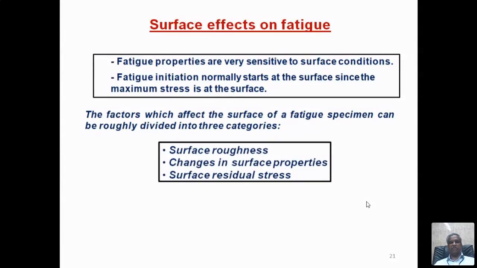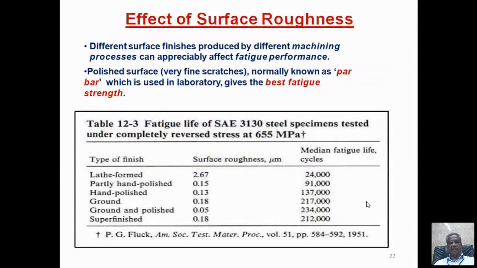So surface roughness is one problem. Surface properties is a problem. Surface residual stress is another factor that will affect these things. We'll see one by one. Surface roughness, you see that. This table gives different finishing processes: lathe machine, polished, ground, super finished. The surface roughness value will vary from 2.67 to 0.05.